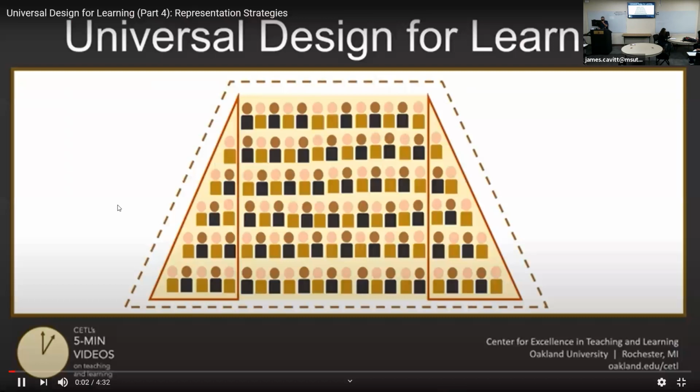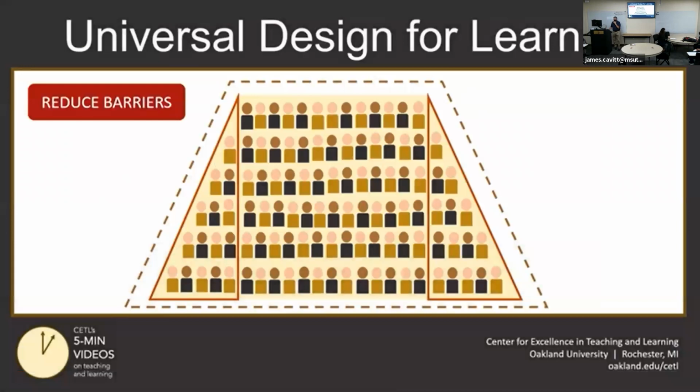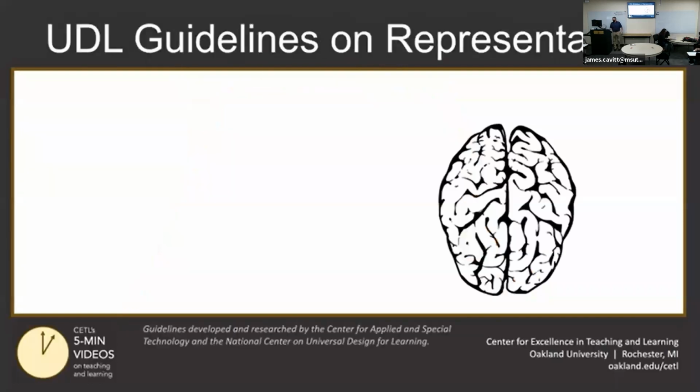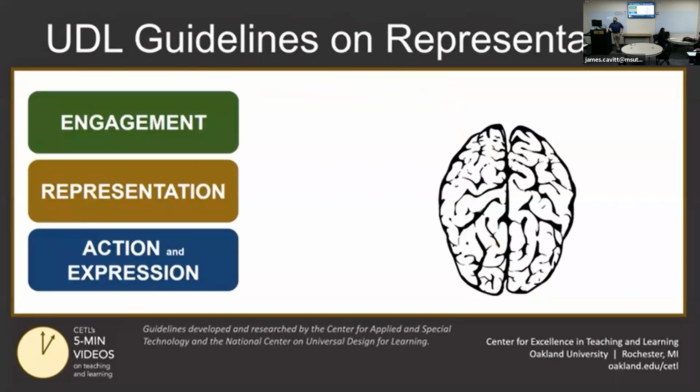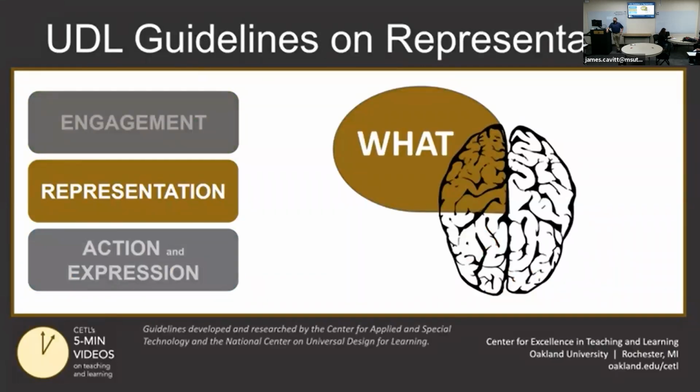Universal Design for Learning, or UDL, is a design framework that instructors can use to reduce barriers students face in the classroom and increase access to opportunities to succeed. We can implement UDL in our classrooms through 3 guidelines: engagement, representation, and action and expression. In this video, we will develop ways to integrate multiple means of representation, which explains the what networks in our heads, the recognition pieces of our brain that understand and process content.